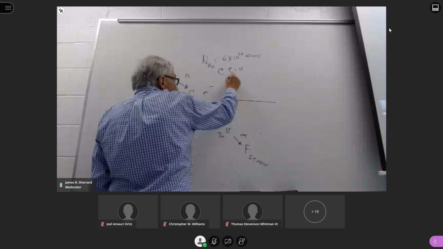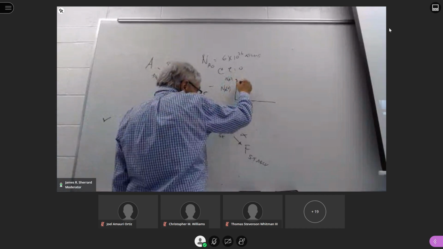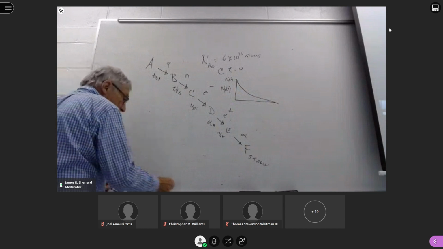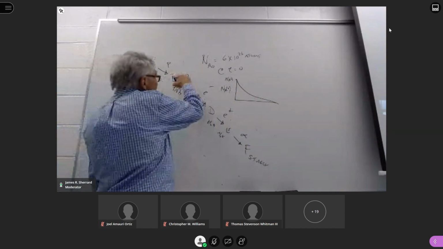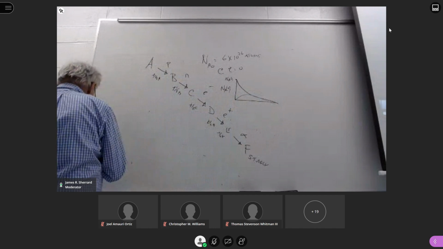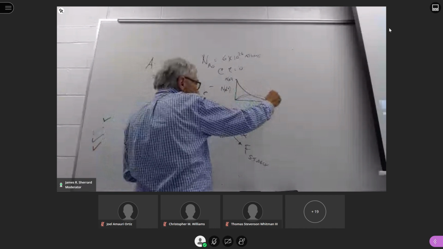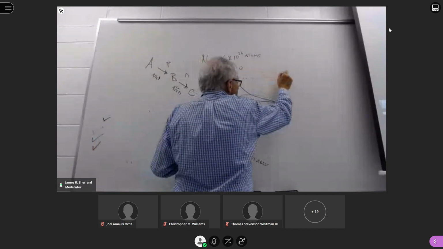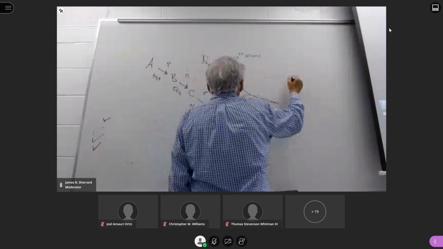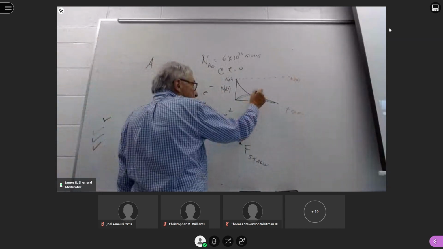This is my initial number of A's. And if I look at number of A's with respect to time, it's just a natural radioactive decay. It's going to decay like that. If I look at B, it's going to take off, come back down. If I look at C, it's going to take off, come back down. D will do the same thing. E will do the same thing. And if I come up here initially at time goes towards infinity, all of my atoms will become F's.